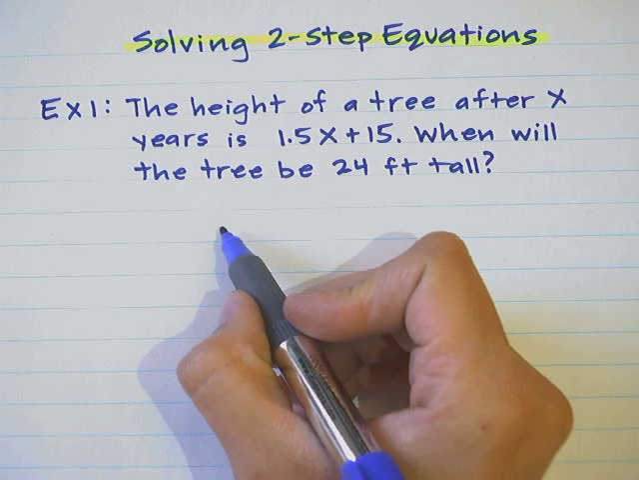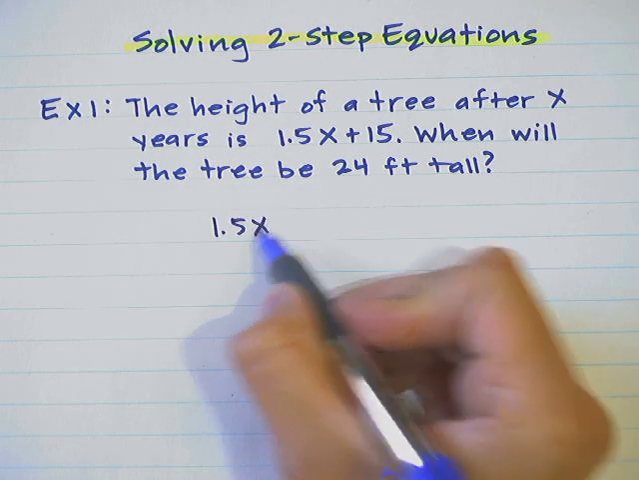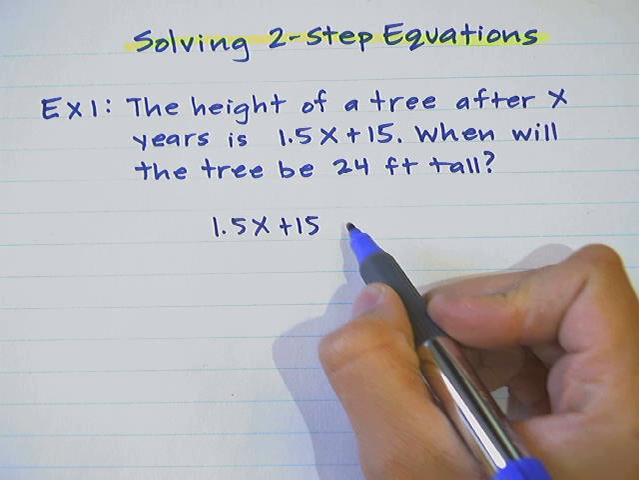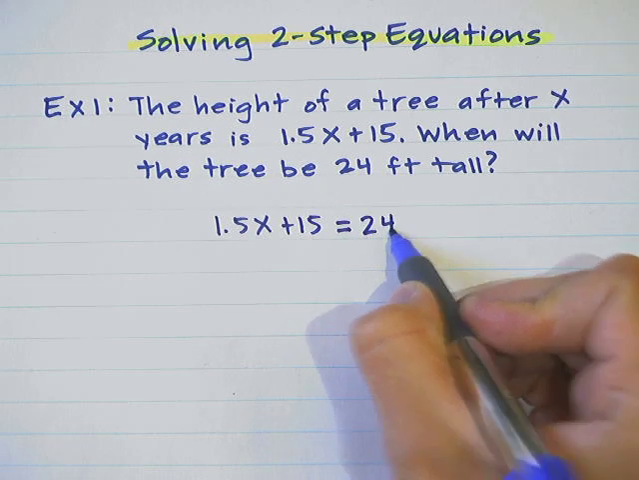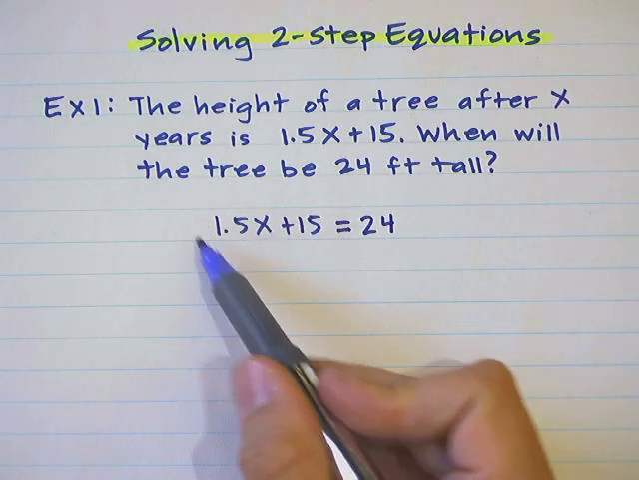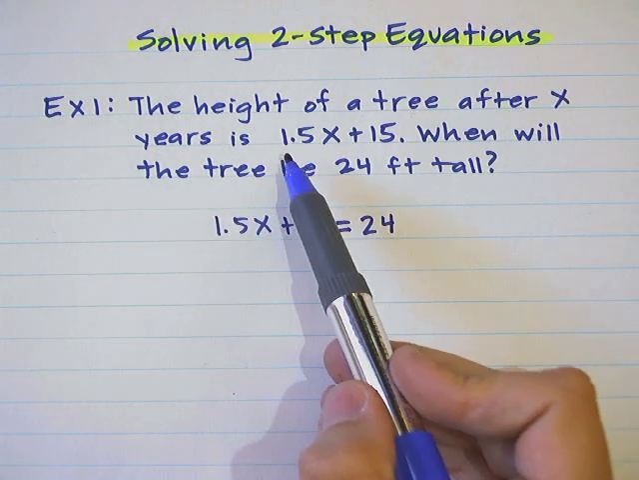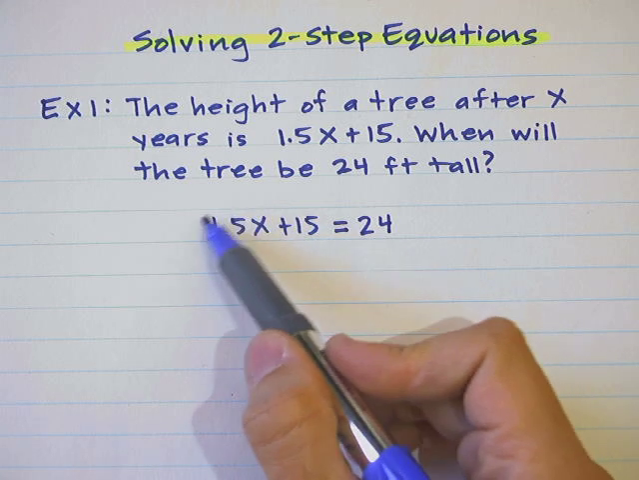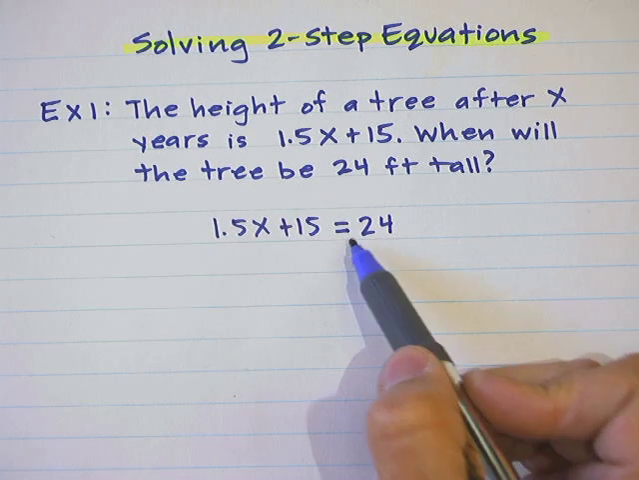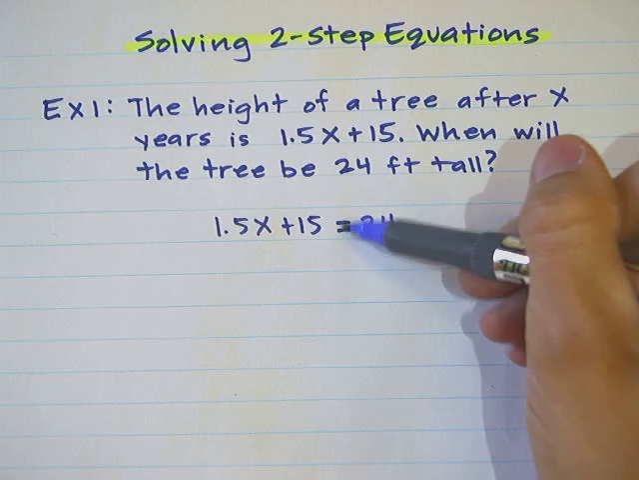So if that's the height of the tree and we want the height of the tree to be 24 feet tall, then we're going to say the height of the tree, we want it to equal 24. Again, this is the height of the tree. That's what the problem says. The height of the tree after x years is this expression.